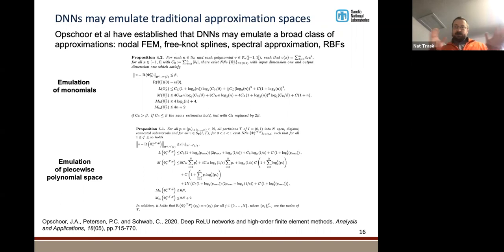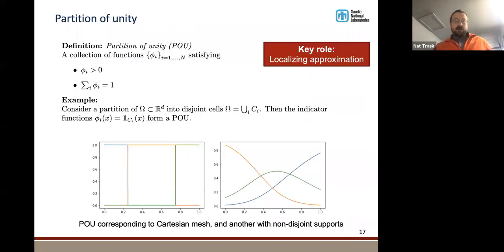both partition up space, and then, with even more depth, on each one of those partitions, it can emulate monomials. So once you have monomials and a way to localize them in space, that's basically a path to hp convergence. There's obviously a lot of details there. I definitely recommend checking out that paper. So if you're not familiar with a partition of unity, it's very simple.